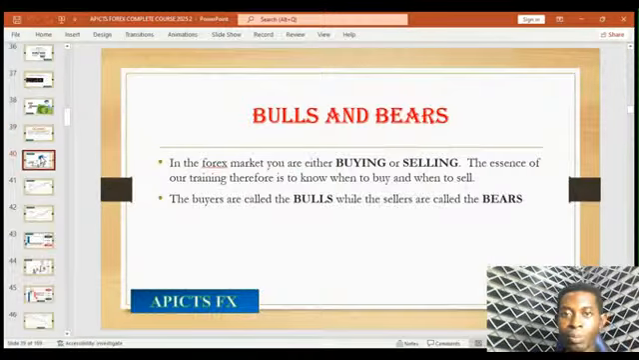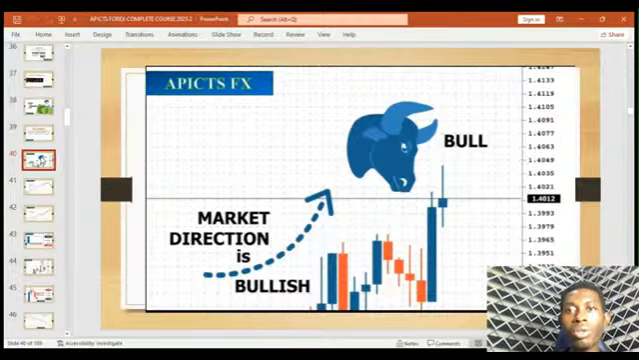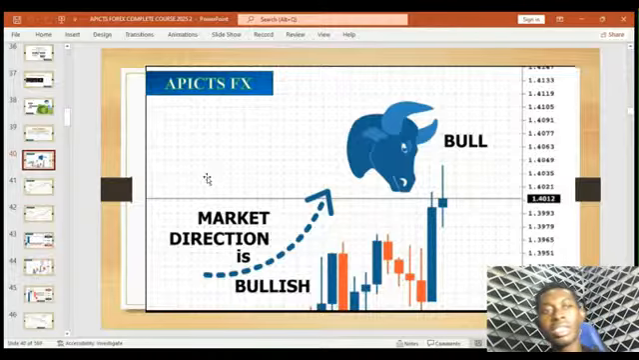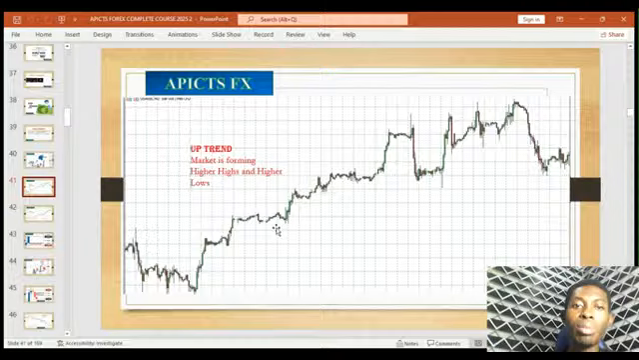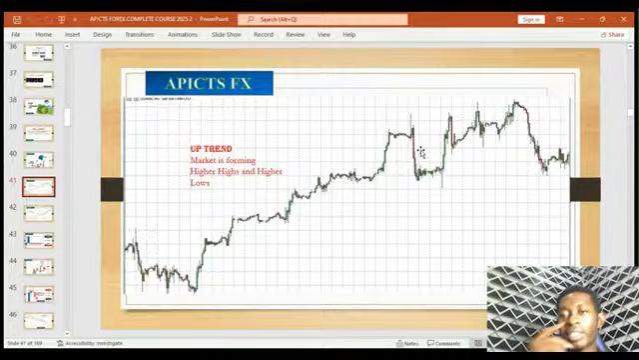So the bull looks like this. Look at the two horns of the bull. When the market is going up, it is called bullish, and the direction is upside. This is the bullish market. How do you know the market is a bullish market?